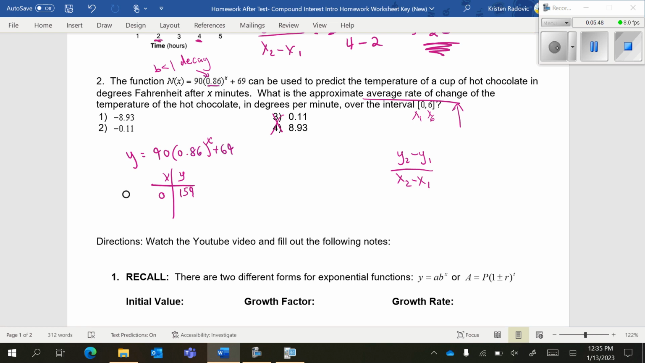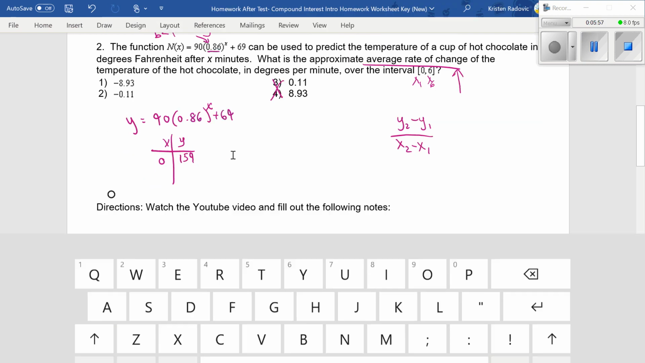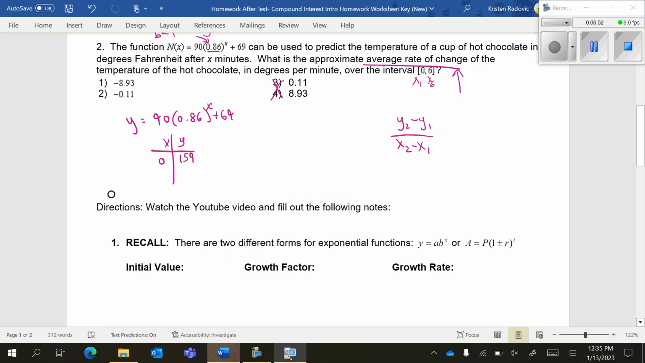We also need 6, so at 6 it was 105.41. I'm going to double check that I actually copied it right, since last time I didn't. 105.41, yeah. So now that you have your x values and your y values, notice how again the table is going down, it's decreasing. We should have a negative answer. We are going to subtract the second values minus the first values. So 105.41 minus 159 over 6 minus 0, or just 6 if you would like.